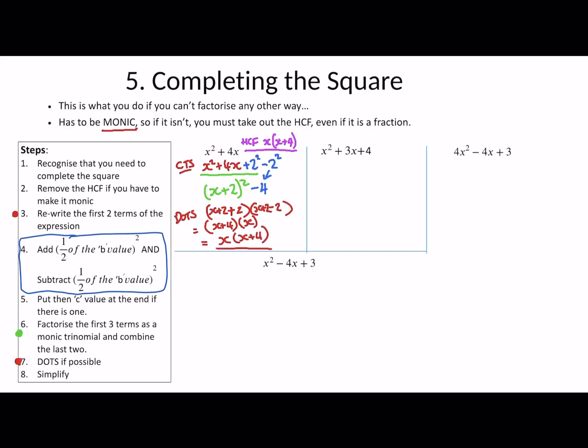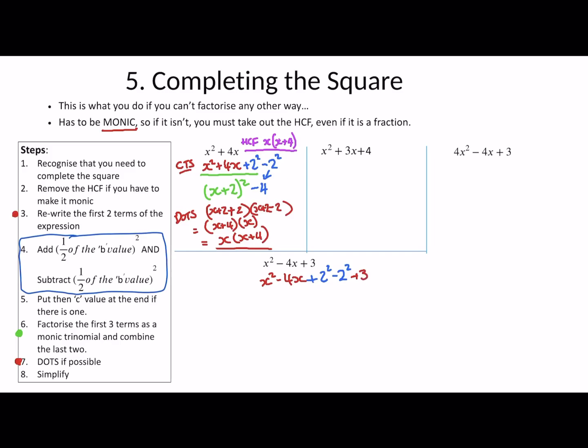Now, second example. We'll do the one below first. So x squared minus 4x plus 3. First step, rewrite the first two terms, x squared minus 4x. Now we have to add, and this is always add, half the b value, which was 4, so half of that is 2 squared. Then we take 2 squared away, plus 3.